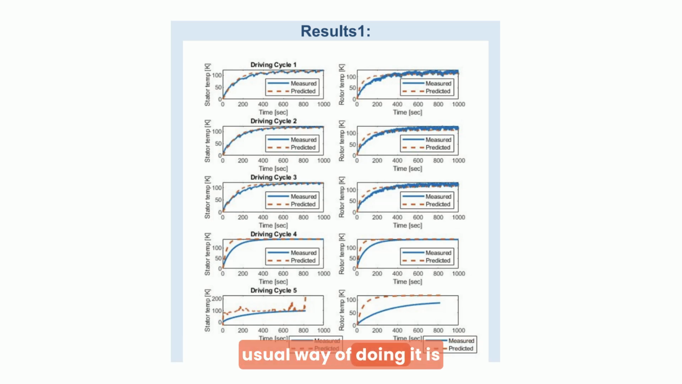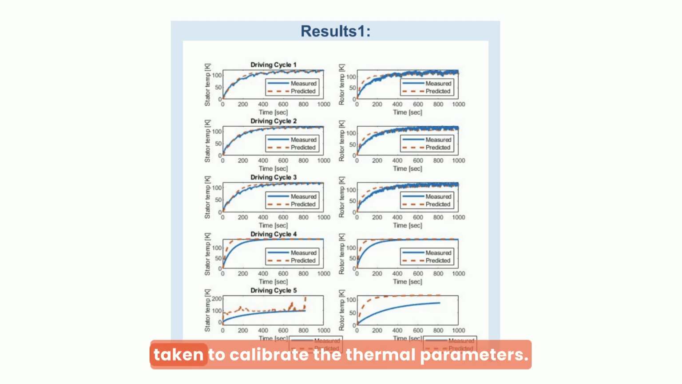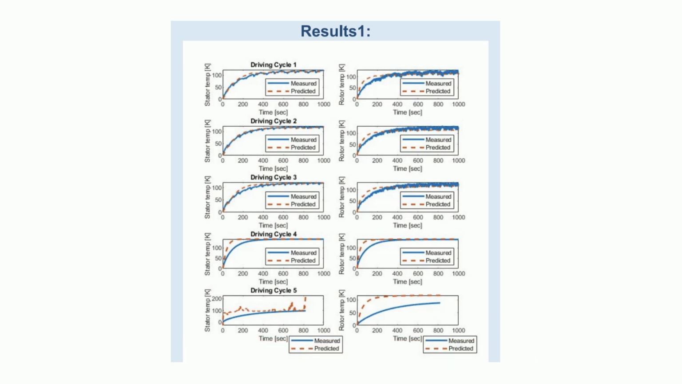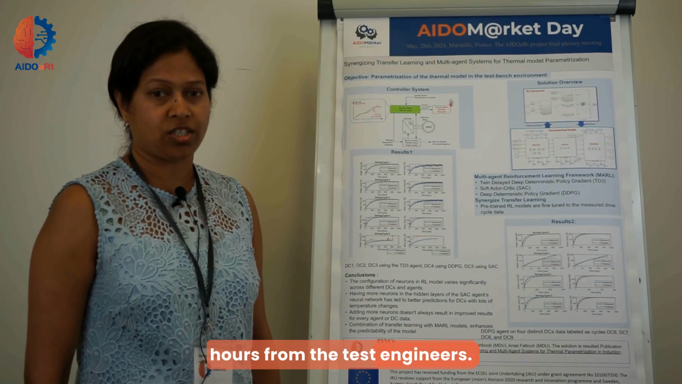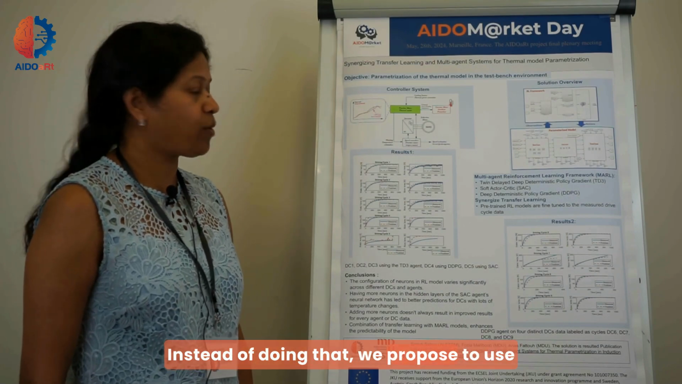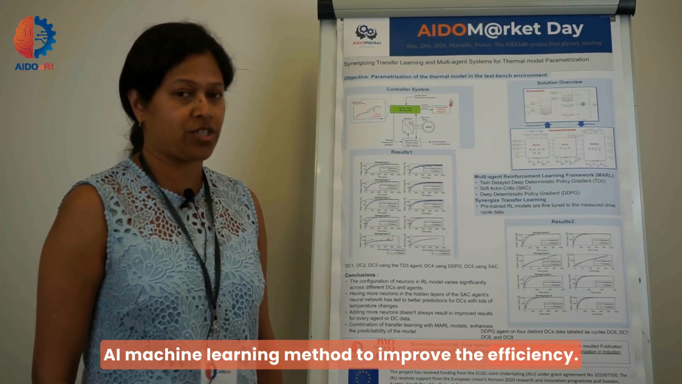So the usual way of doing it is empirically based approaches, where measurement data is taken to calibrate the thermal parameters. This kind of operation takes a lot of supervised hours from the test engineers. Instead of doing that, we propose to use AI machine learning methods to improve the efficiency.